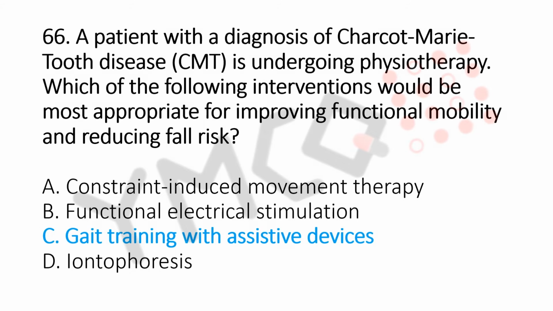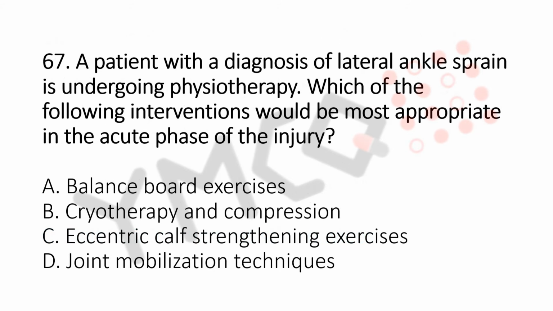Now let's move to question number 67. A patient with a diagnosis of lateral ankle sprain is undergoing physiotherapy. Which of the following interventions would be the most appropriate in the acute phase of the injury? Option A, balance board exercises. Option B, cryotherapy and compression. Option C, eccentric calf strengthening exercises. Option D, joint mobilization technique. And the answer is option B, cryotherapy and compression.